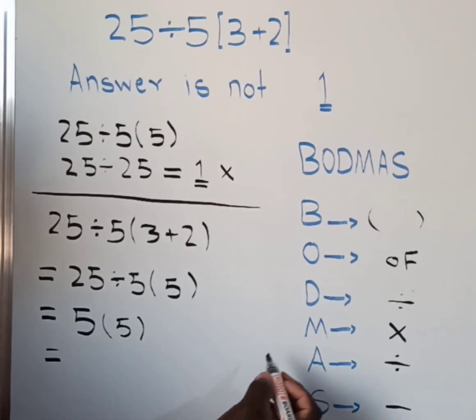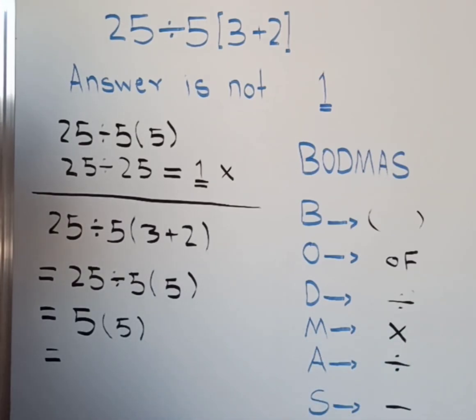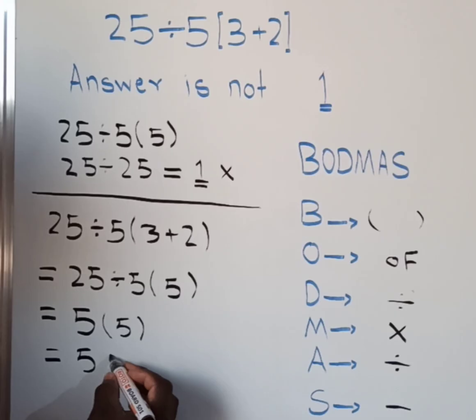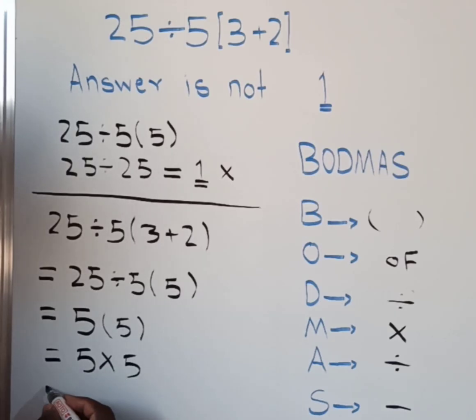Therefore, let's say equal. So the fourth letter here is multiplication, right? This is multiplication. So here means 5 times 5, okay? Therefore, 5 times 5 is 25, and this is the correct answer. This is the correct answer.